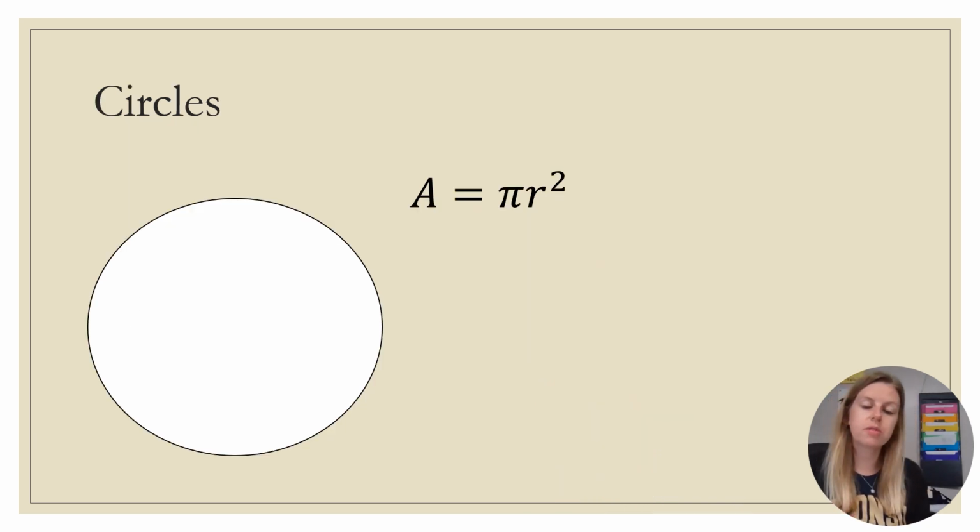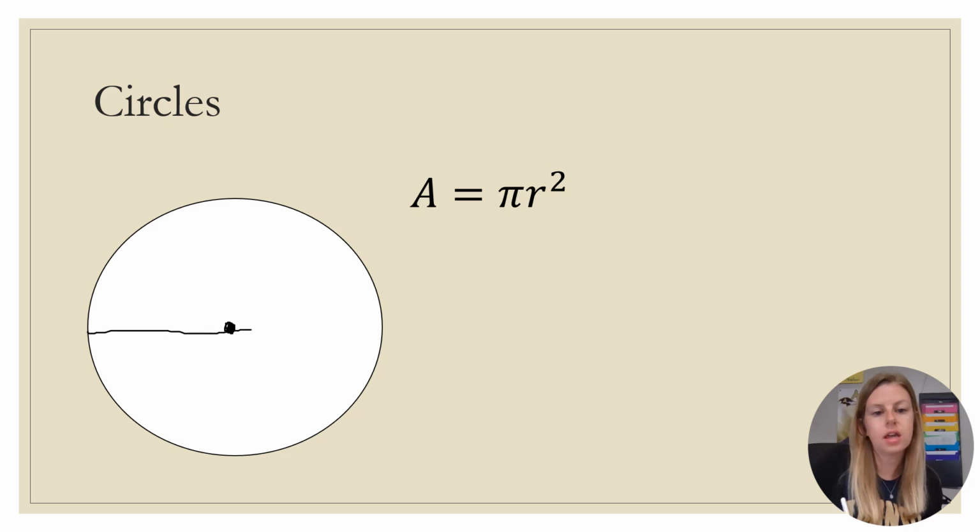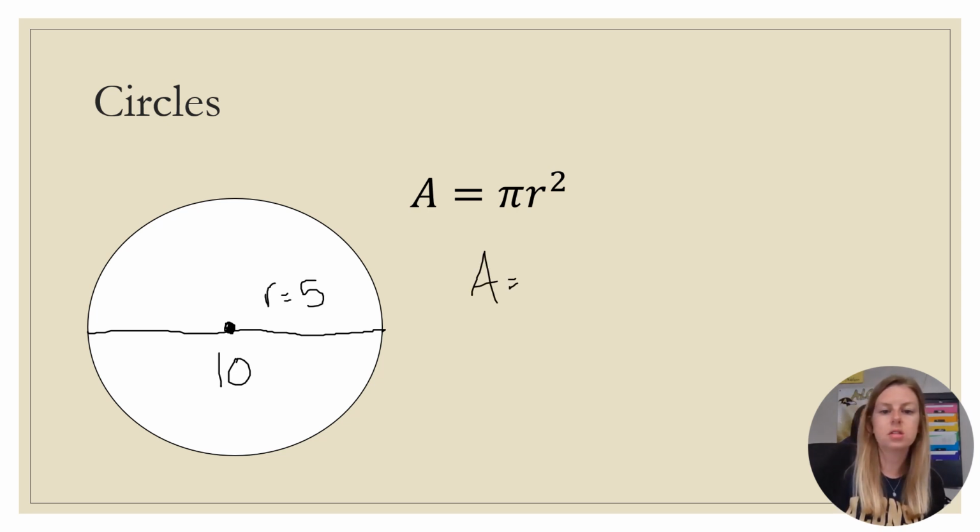Newer this year, but we've gone over it before in circles, is our circle area formula. Area equals pi r squared. So we need a radius in our circle. We're going to go ahead and draw a diameter today. Diameter goes all the way through, right? But I just want the radius. So if this diameter is 10, that means my radius is 5. So my area formula is going to be pi times 5 squared.